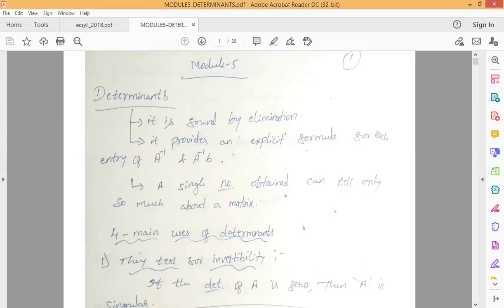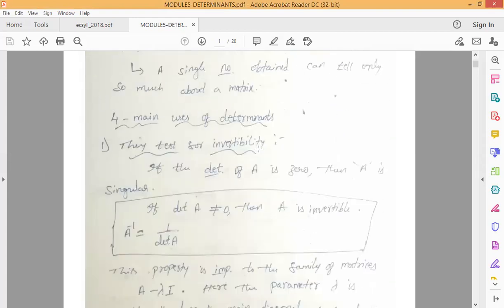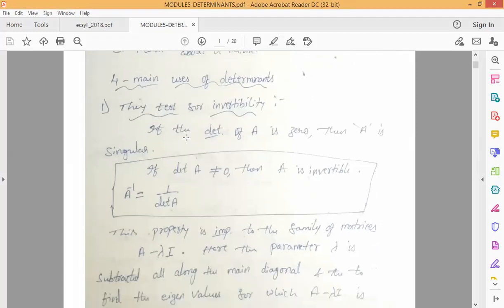So now coming to the uses of determinants. Here we can have four main uses of determinant. The first use is that it can be used to test for the invertibility of a matrix. Whenever you are given a matrix A, you have to identify whether that matrix A is invertible or not. Suppose when you simplify the determinant of the matrix A, it results in 0, then we can say that matrix A is not invertible.